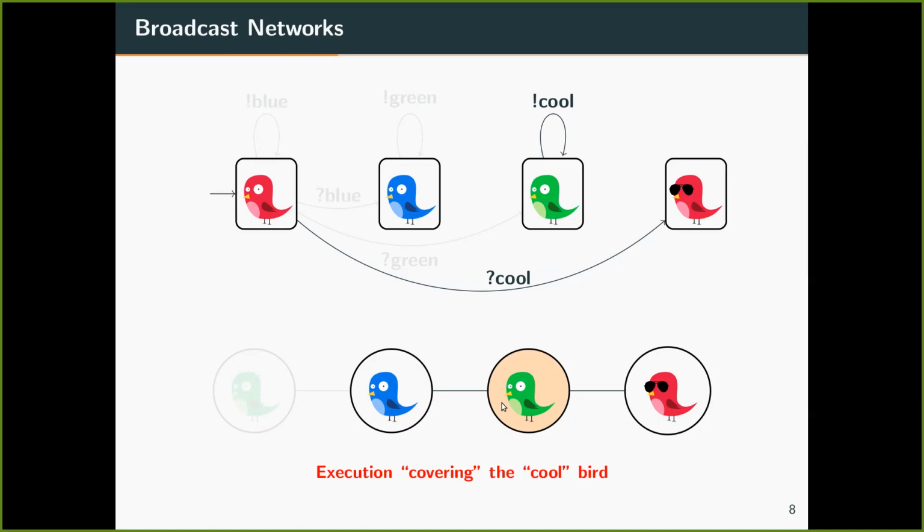In this way, starting from the initial graph, that is a graph where all the agents started off in the initial state, we have given an execution in which at least one agent has reached the cool bird state. So we call this an execution which covers the cool bird. That is, there's at least one agent which reaches the cool bird state.